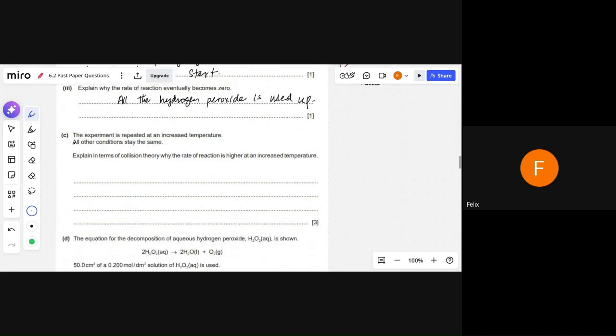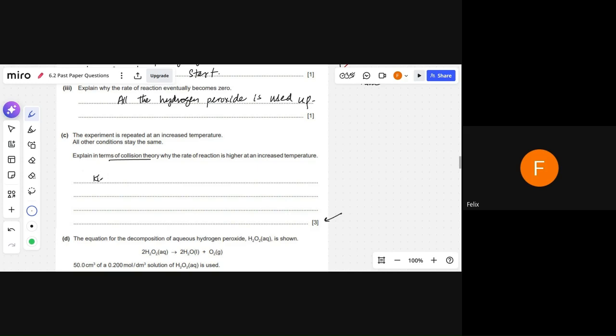The next question: the experiment is repeated at an increased temperature. All other conditions stay the same. Explain in terms of collision theory why the rate of reaction is higher at an increased temperature. You can see that this is paper 4, so it demands more explanation and assesses your concept more thoroughly. It is 3 marks, so you again have to write 3 statements.